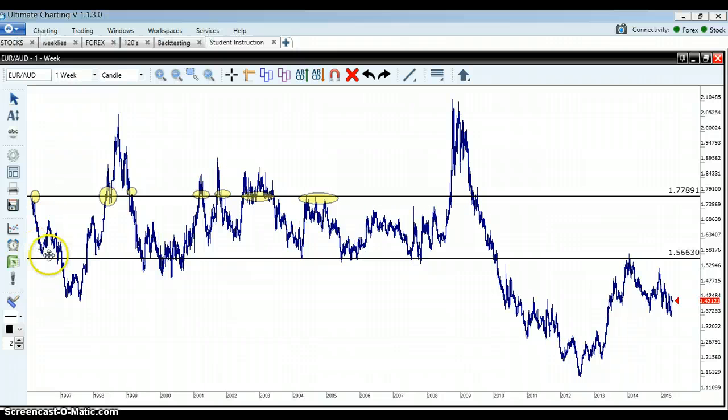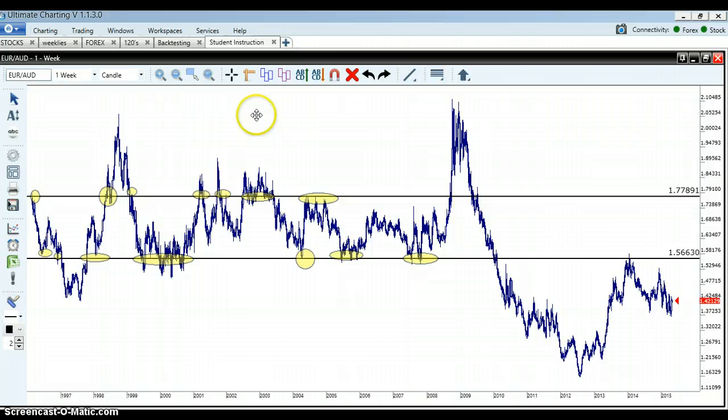Okay, and here again support, support. Here it was also support, support and resistance. See how many times the market bounced here. Support, support, support. So it is pretty clear that here is a consolidation zone.